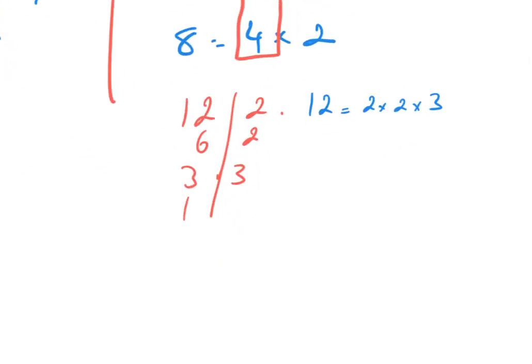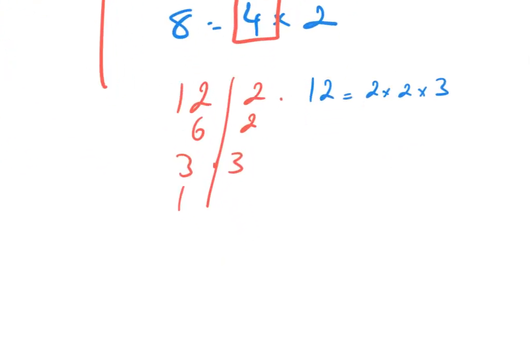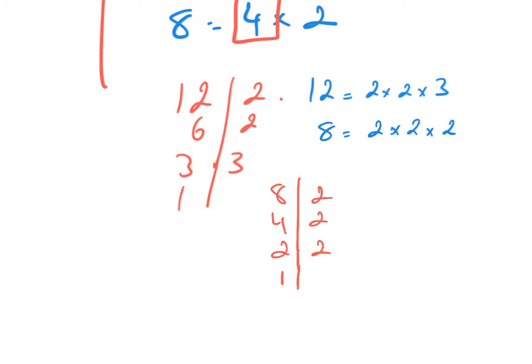We can do the same thing for 8. 8 divided by 2 is 4. You divide it by 2, you get 2. You divide it by 2, you get 1. So the prime factorization of 8 is 2 times 2 times 2. And as we can see, the greatest factor that is shared between the two numbers is 2 times 2, which is 4, times 3.